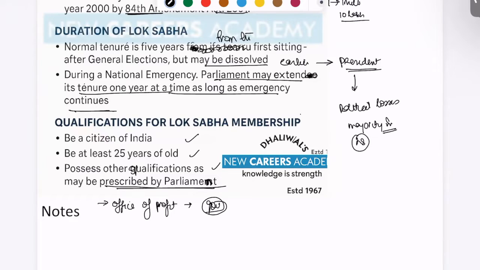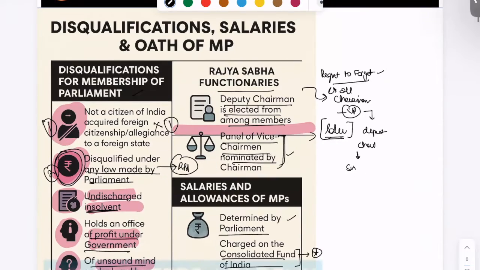What is the qualification of the members of Lok Sabha? What age should they be? 25, should be a citizen of India, take any oath prescribed by the third schedule, and any law made by the parliament for an MP. Law could be anything. As I said, tomorrow we could say only educated people will be allowed to fight the elections. Is it clear or not? That is the case.